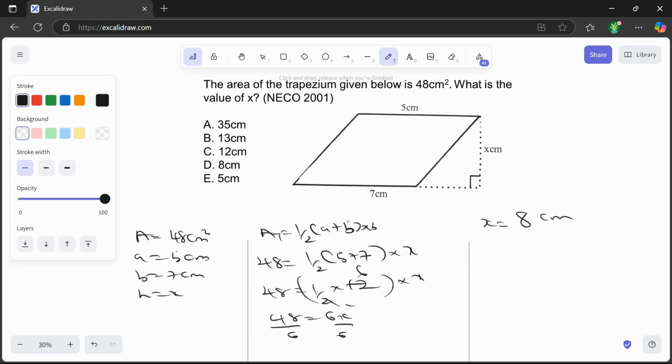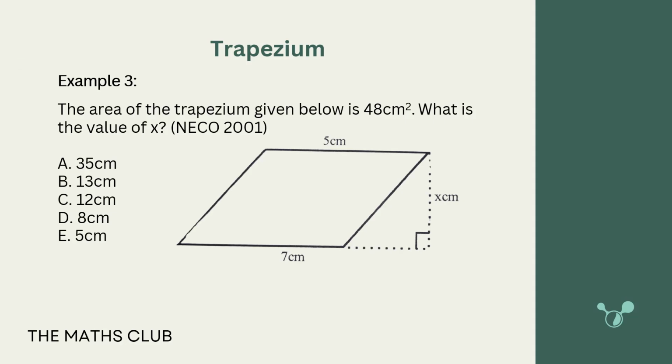Simple and short. If you got this, well done to you. But let's see if our answer is correct. That will be option D. Great.